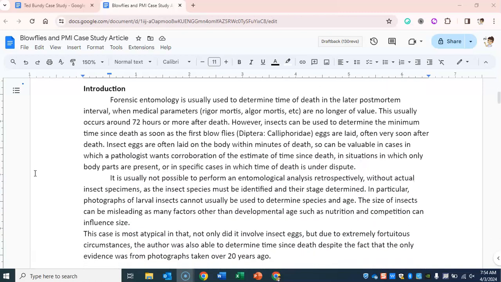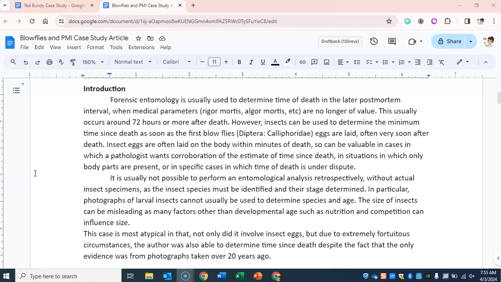Introduction. Forensic entomology is usually used to determine time of death in the later post-mortem interval, when medical parameters, like rigor mortis, algor mortis, etc., are no longer of value. This usually occurs around 72 hours or more after death. However, insects can be used to determine the minimum time since death as soon as the first blowflies, Diptera Calliphoridae, eggs are laid, often very soon after death.